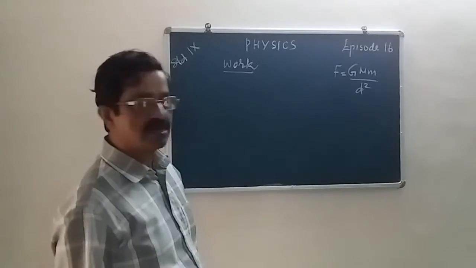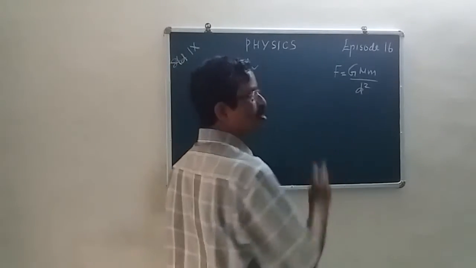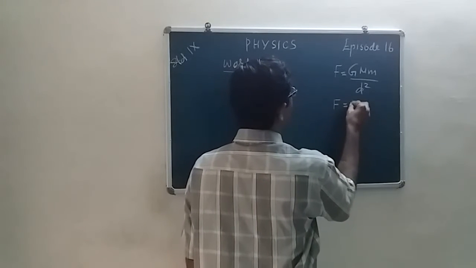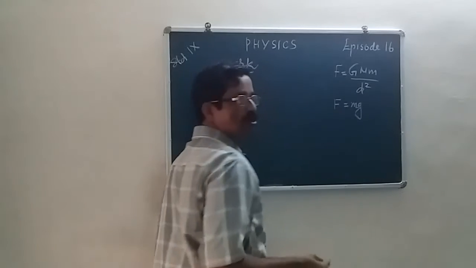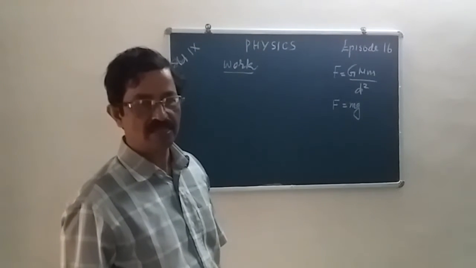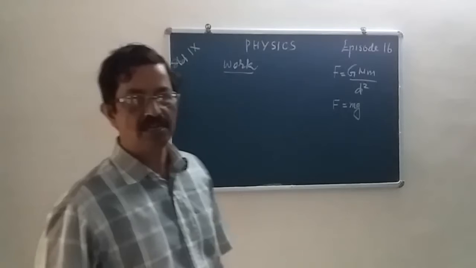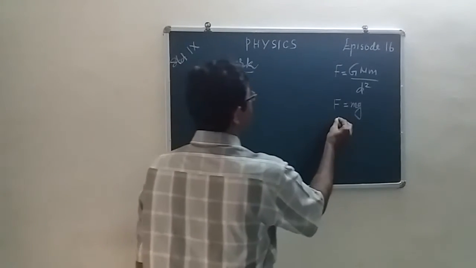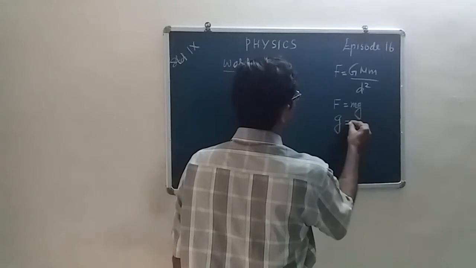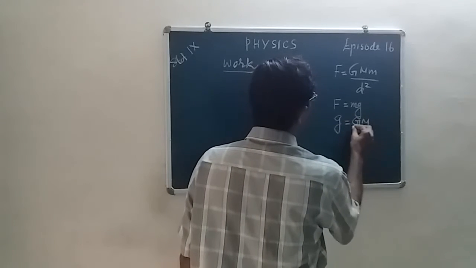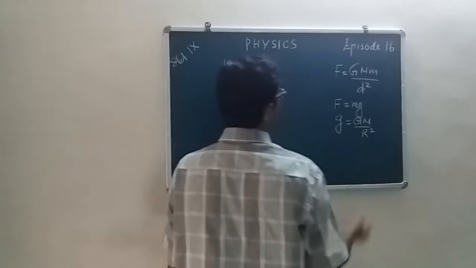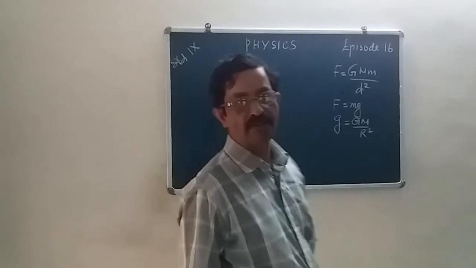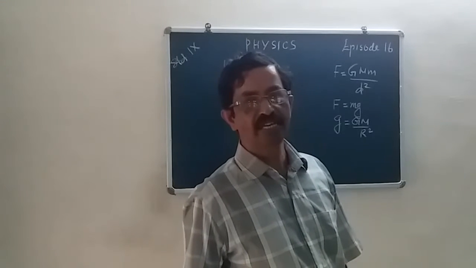Then from this we also find out force of gravity, F is equal to mg. It is also equal to the weight of the object. Then free fall, acceleration due to gravity, that is g is equal to GM by r square. Then for a body falling freely, its acceleration is uniform.